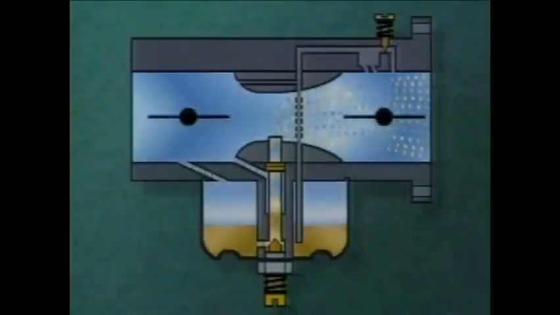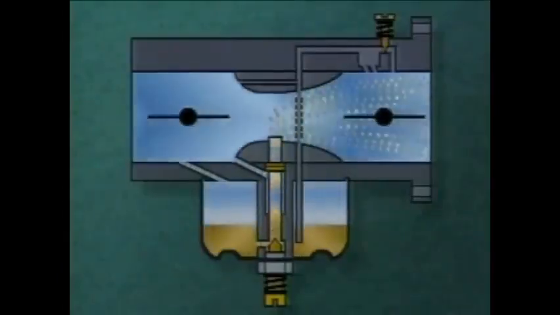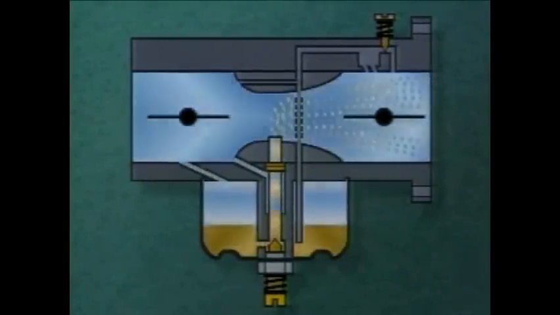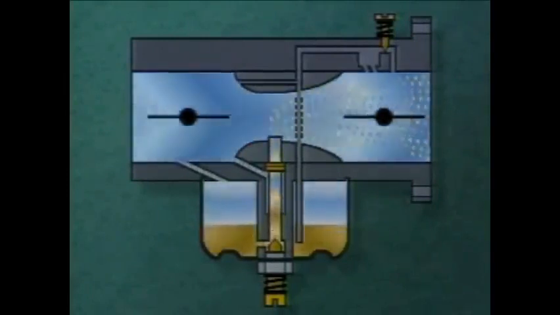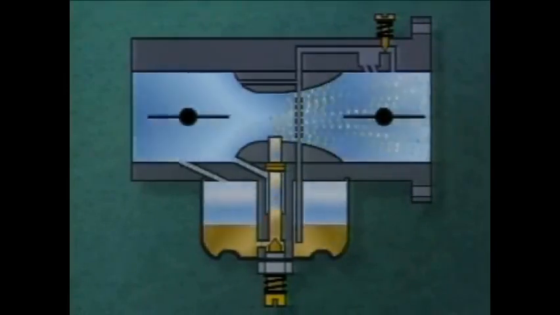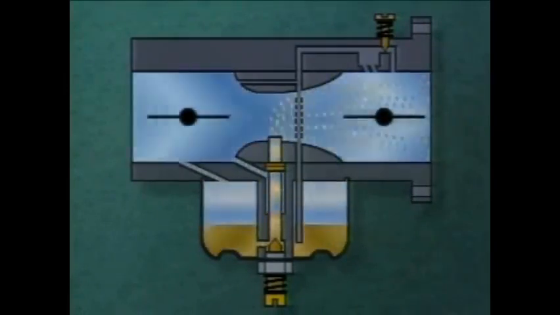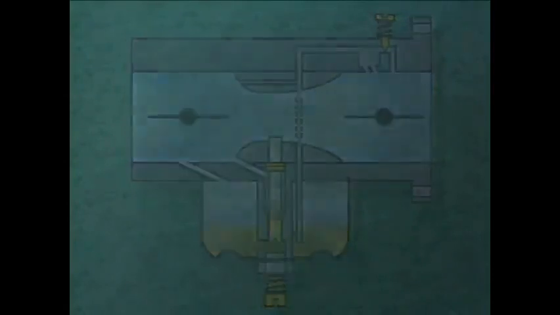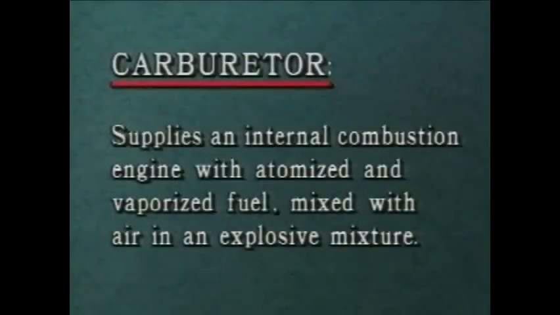I think a better approach is to build a generic carburetor model based upon carburetor theory, and along the way explain the function of each of the systems we build into our carburetors. The first step to understanding basic carburetor theory is to define just what a carburetor is. Webster defines a carburetor as an apparatus for supplying an internal combustion engine with atomized and vaporized fuel mixed with air in an explosive mixture.